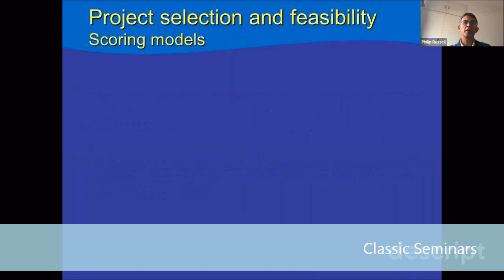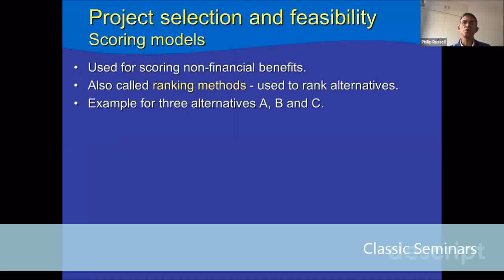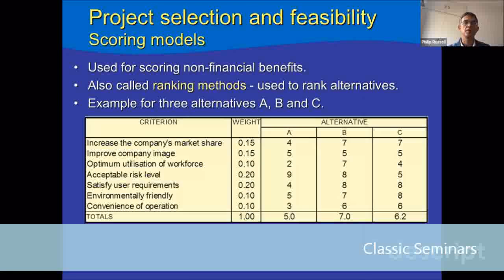The next method is the scoring models. These are used for scoring non-financial benefits, also called the ranking method, used to rank various alternatives. An example is for the 3 alternatives A, B, and C. So we're looking at various things that we're trying to decide between. How much impact is this thing going to have on the increase in the company's market share, on the company's image, the optimum utilization of our workforce, acceptable risk level?